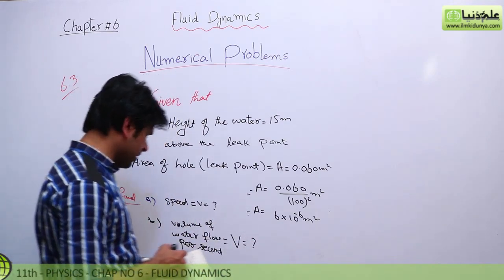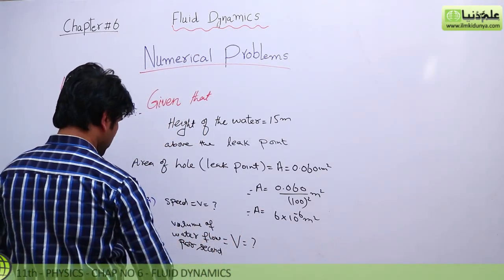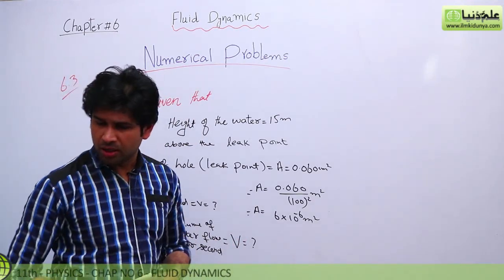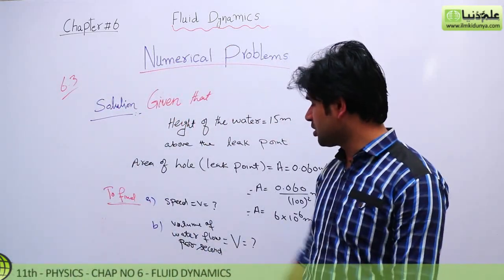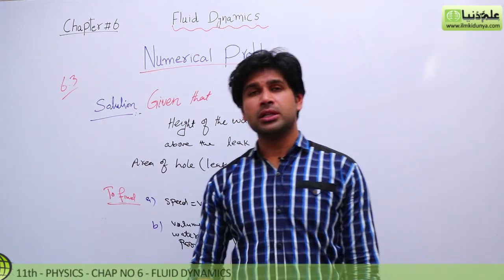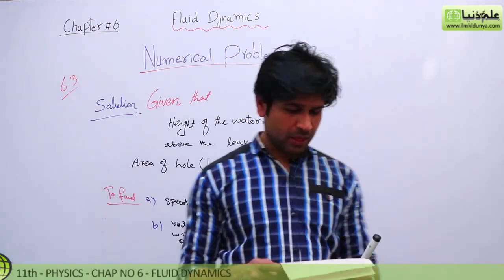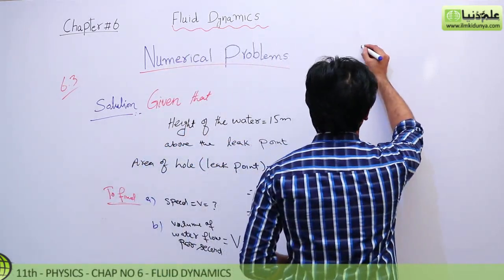So students, here we'll have to find out two things. Number one is the speed of emerging water, the speed with which water rushes out from the hole, and the other thing is the volume of water flow rate per second. These two quantities we will have to find out. So now solve this formula.